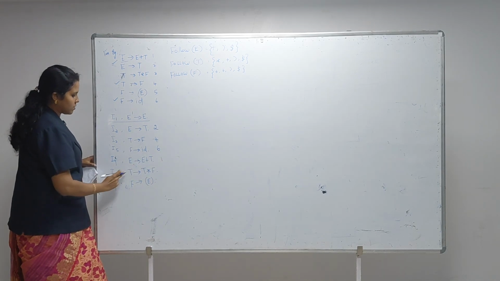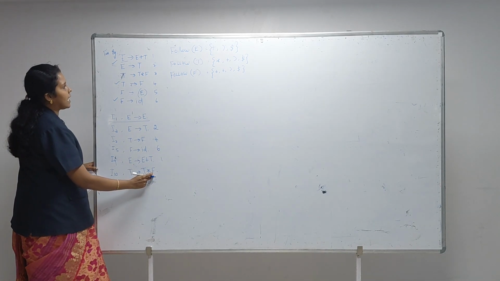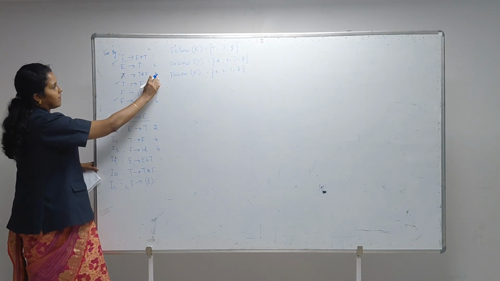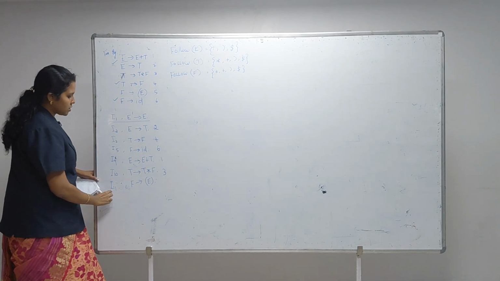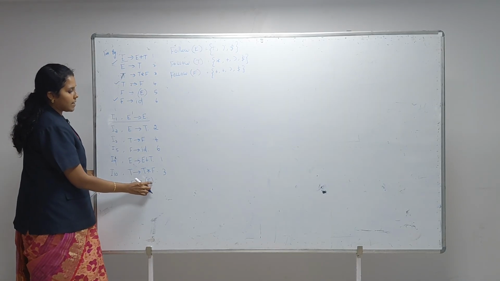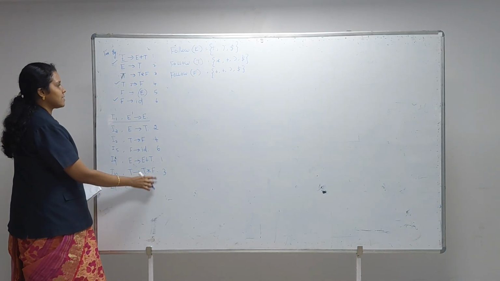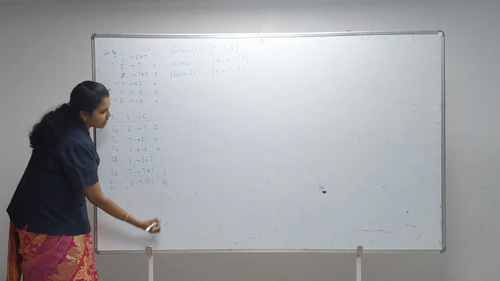So I have written here as 1. For I10, T tends to T star F dot. So here we have given the name as 3. The last one is I11, that is F tends to open parenthesis E close parenthesis. We have already given the name as 5, so we have to write 5 here.